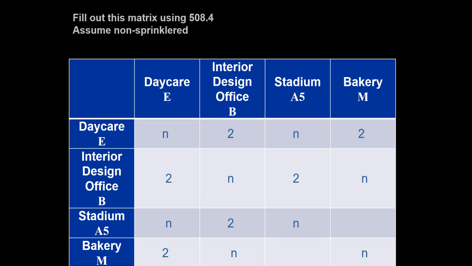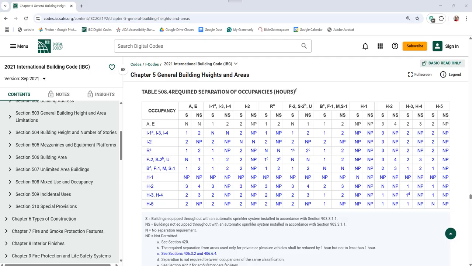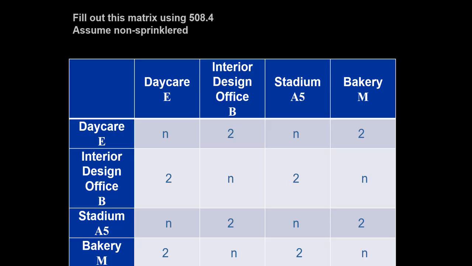So far, the chart is looking something like this. The only thing left to determine is our bakery, how that's related to the stadium. And once we have that data, this chart will be full. So again, because stadium is an A occupancy and mercantile, and it's not sprinklered, so 2-hour rated wall. And here you have the chart complete. So hopefully this little exercise helped out going through the process of looking at these charts.